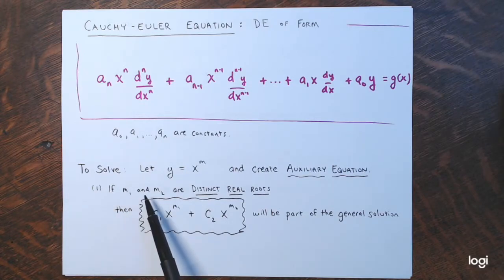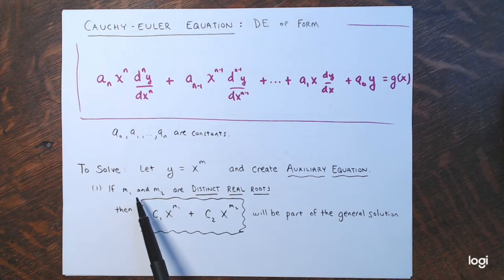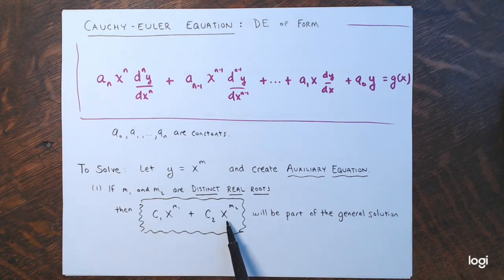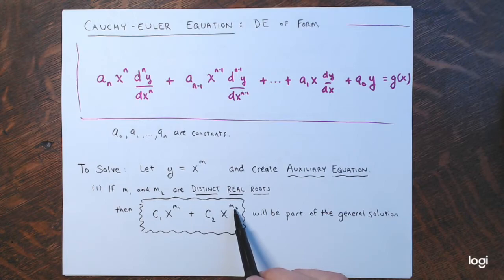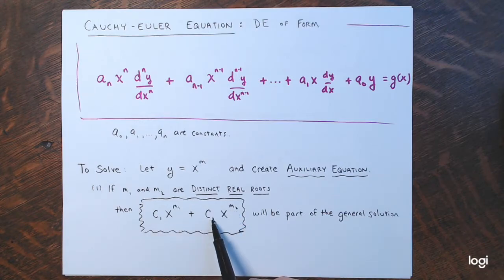So if you find any distinct real roots, if you find any roots that are different and real, then a linear combination of x to one of those roots plus x to the other root, so c1 times x to the m1 plus c2 times x to the m2, where c1 and c2 are constants, this expression will be part of the general solution to that homogeneous Cauchy-Euler equation.